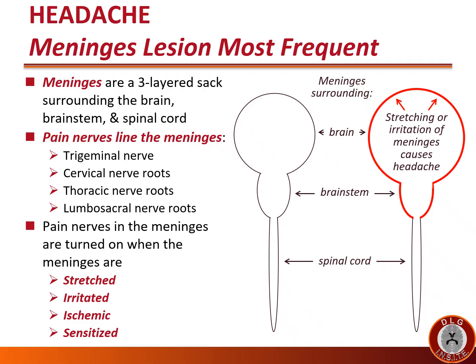Lesion localization for a headache is nearly always the meninges, no matter what the cause of the headache. Meninges are a 3-layered sac surrounding the brain, brainstem, and spinal cord. Pain nerves line the meninges in the trigeminal nerve in the face, the cervical nerve roots in the back of the head and neck, the thoracic nerve roots in the chest, and the lumbosacral nerve roots in the groin and legs. Pain nerves in the meninges are turned on when the meninges are stretched, irritated, ischemic, or sensitized.